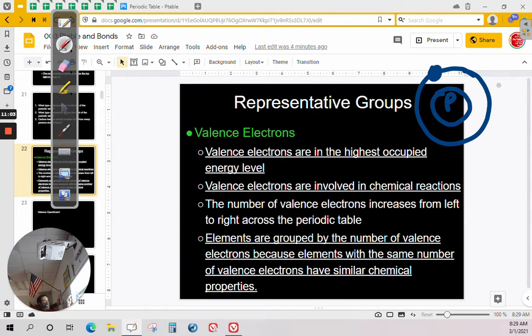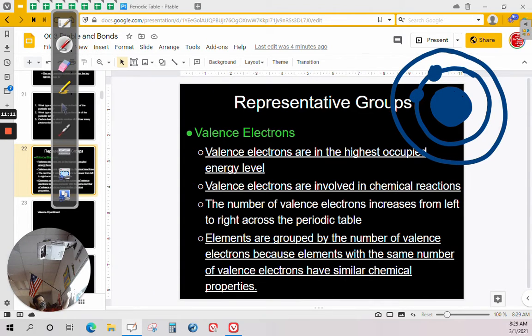If we were doing some other element, I'm just going to color in the nucleus. That's the nucleus, and let's say we had 2 in this shell, and then we had 1 in this outer shell. And that is the valence electron, the outermost electron.